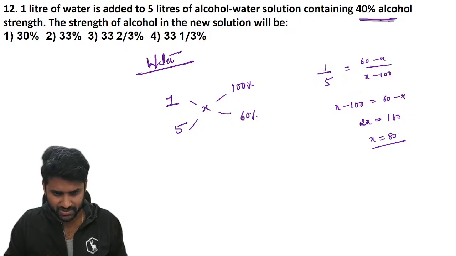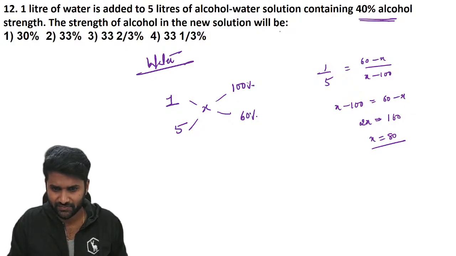Let's find the solution again. 5 liters of alcohol in a solution containing 40%. So 40% means water is 60. And one solution 100, 5. 60 minus x, minus 100.